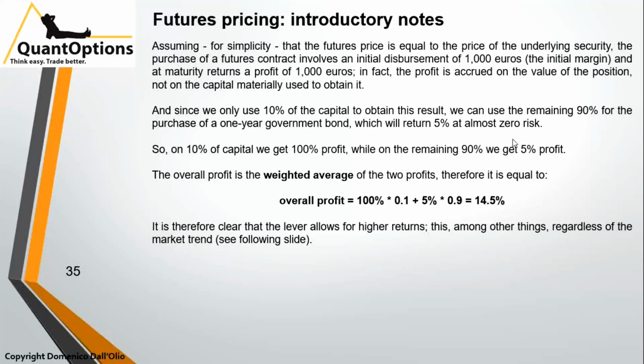The overall profit is then the weighted average of the two, and therefore it is equal to 100% times 10% of the money available, plus 5% on the remaining 90% of the capital available. And the final result is 14.5%. It is therefore clear that the leverage allows for higher returns. This, among other things, regardless of the market trend.